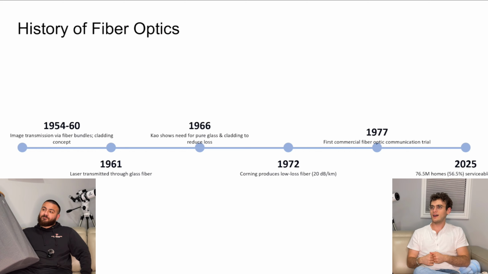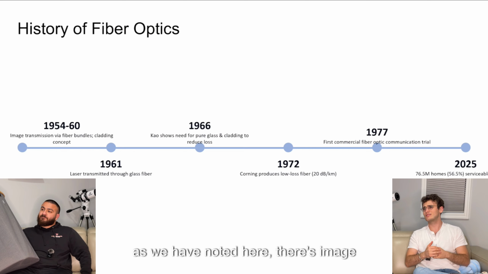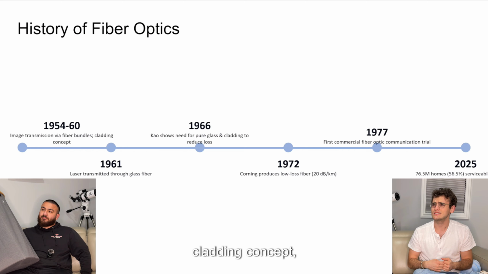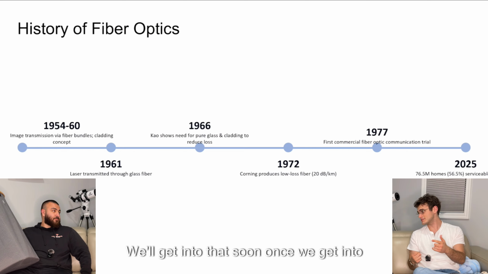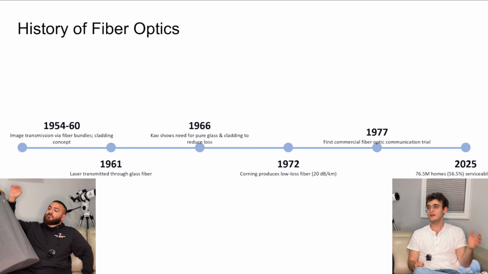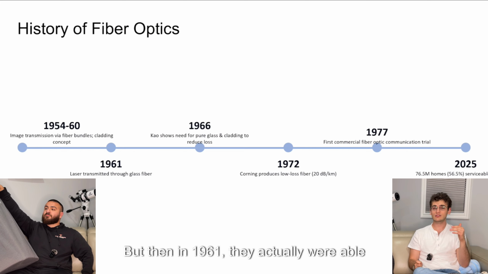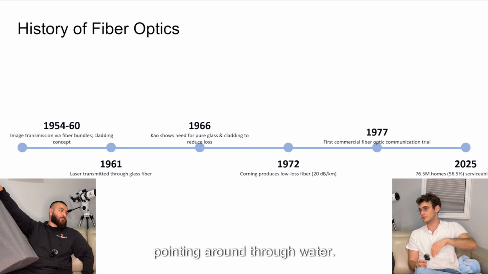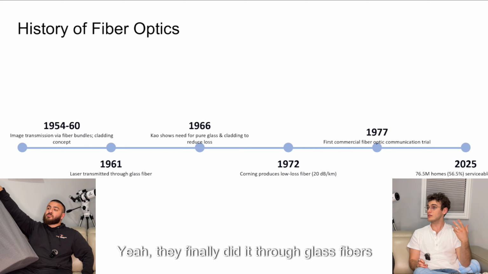So in the mid 1950s, as we have noted here, there was image transmission via fiber bundles. Cladding concept. Cladding, we'll get into that soon once we get into our next topic. But then in 1961, they actually were able to prove this guy's idea of light bouncing around through water. They finally did it through glass fibers.